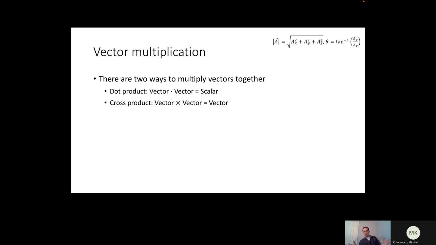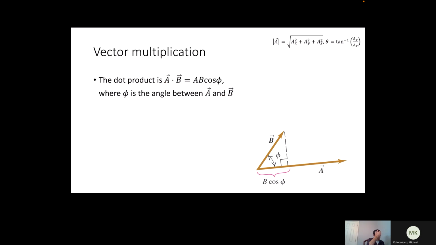There are actually many different ways to multiply vectors together. You can multiply two vectors together to get a scalar. You can multiply them to get a vector. You can actually multiply them together to get a matrix. That's something known as an outer product. But for us, the two we're going to care about are the dot product, which combines two vectors to create a scalar, a single number, and the cross product, which combines two vectors to give you back a third vector.